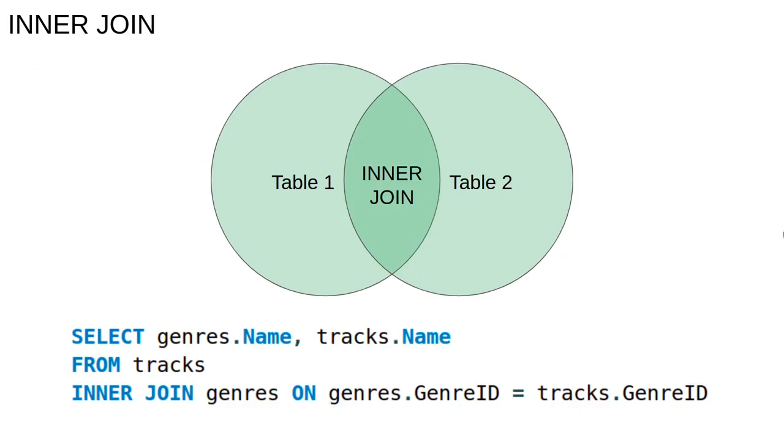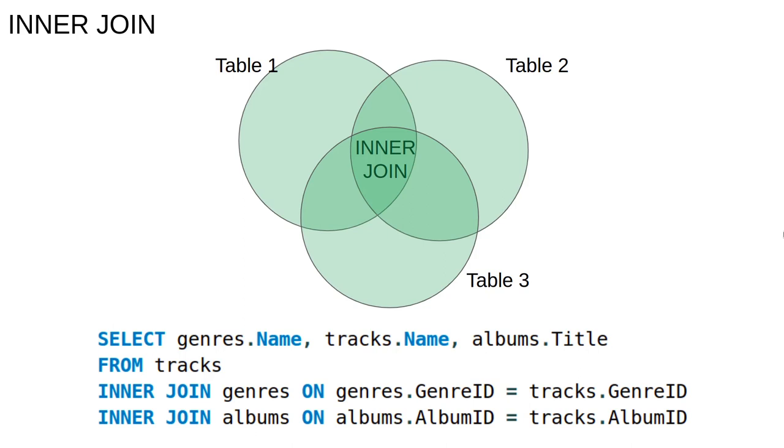An inner join selects records that have a matching value in each table. An example is to associate each track with its genre. So the query select genres.name, tracks.name from tracks inner join genres on genre ID, joins the genres and the tracks table side by side wherever the corresponding IDs match. This query will return track names and their genre. Note, if there are tracks without genres, for example, these will not be shown.